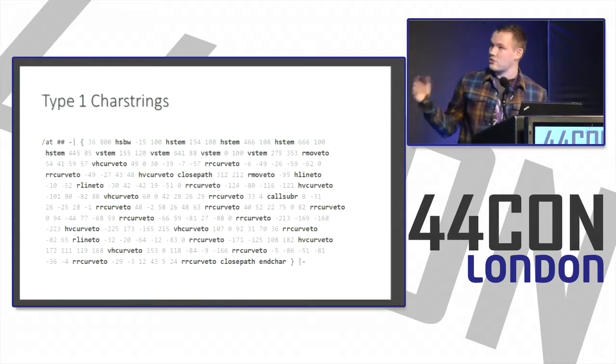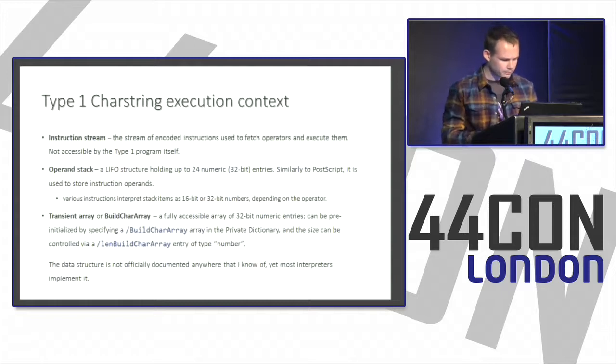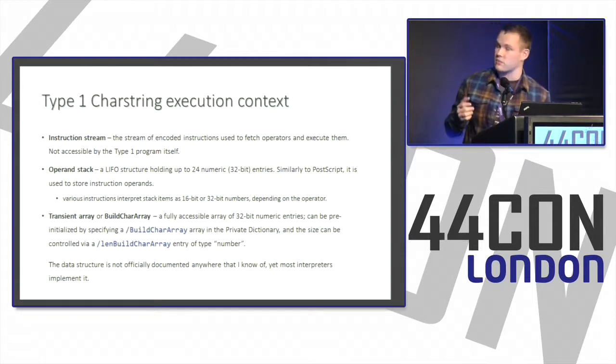So it's PostScript instructions interlaced by immediate values that are basically operands to those instructions that they operate on. So other than that, the charstring execution context basically consists of the instruction stream that I just showed, which is a stream of encoded instructions, because they are not in the file in text form, they are in binary form. So they are not accessible by themselves, so you cannot have self-modifying code and stuff like that.